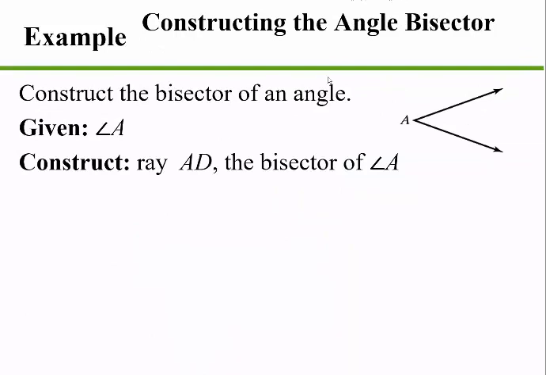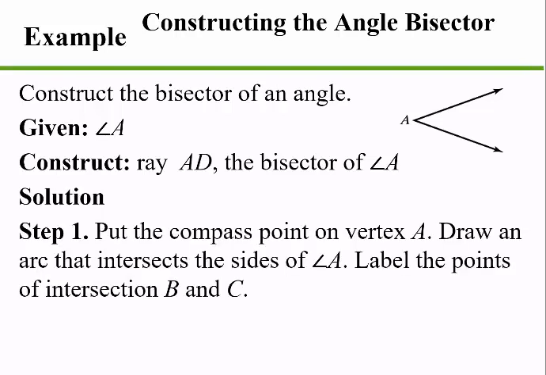All right. Now let's talk about constructing the angle bisector. Construct the bisector of angle A. So I've got this angle A. What I want to do is draw the bisecting ray, the bisector of that angle, so it cuts that angle in half. You're going to start with angle A, and you want to construct some ray AD. That's the construct you want to make. That is the bisector of angle A.